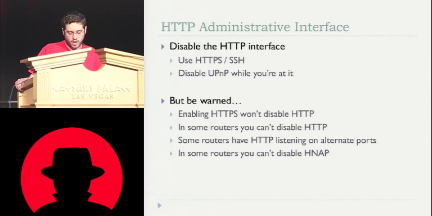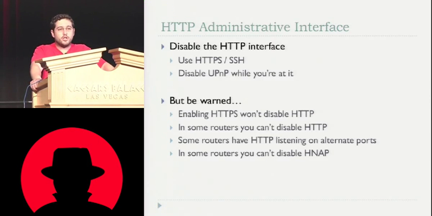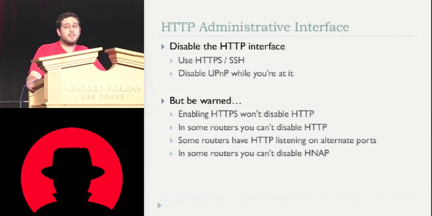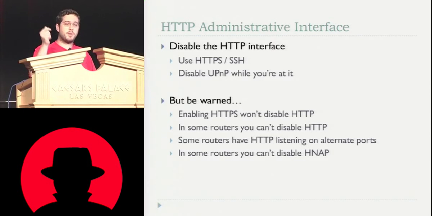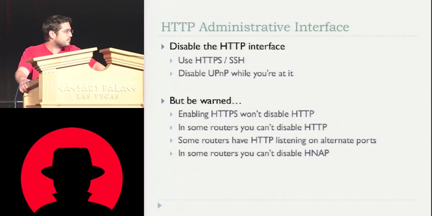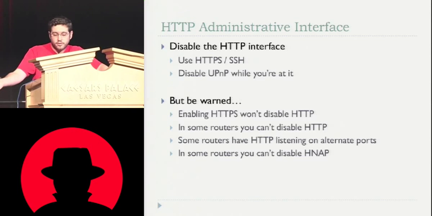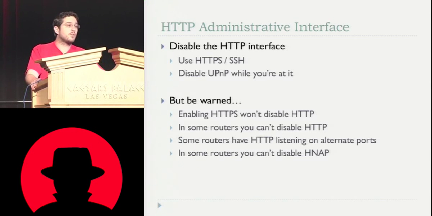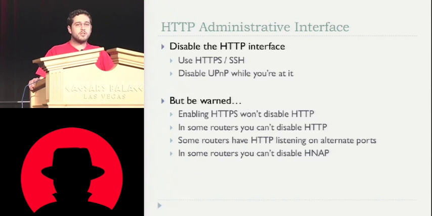However, there are some problems. Don't just enable HTTPS and leave HTTP enabled, because then I can still get to HTTP. Some routers actually don't let you disable HTTP. I've seen routers where there's a checkbox to enable HTTPS, and you can't disable HTTP at all. So that's a problem. Some routers have HTTP services listening on alternate ports. This router, for example, listens on both port 80 and port 8080. So if you're disabling this, make sure that all of those ports get disabled.